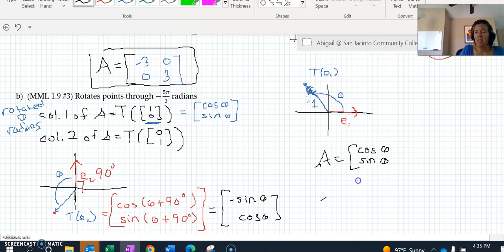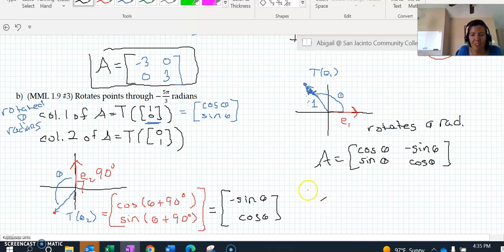So you end up with this as your general form for the standard matrix when a transformation rotates theta radians. Now I have just a couple of, like 1 minute to finish this problem before my time runs out. So for this particular problem, cosine of negative 5 pi over 3 radians.